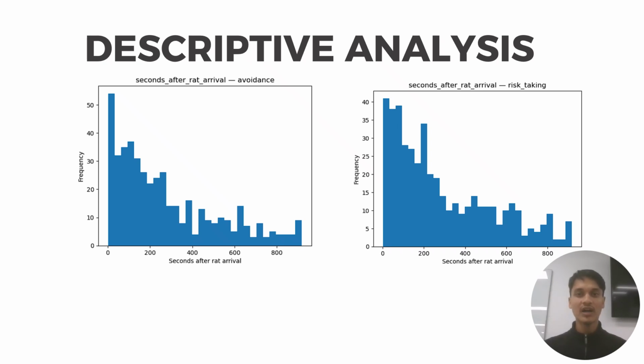This matches with our statistical test, which showed that there was no significant difference in landing times between avoidance bats and risk-taking bats. So overall, both groups landed quickly after the rat appeared, and their time patterns were very much alike.